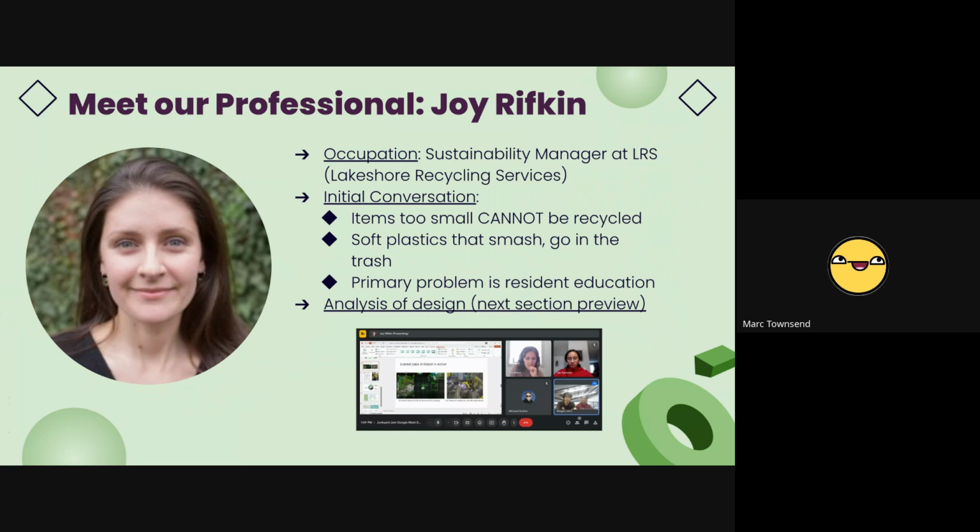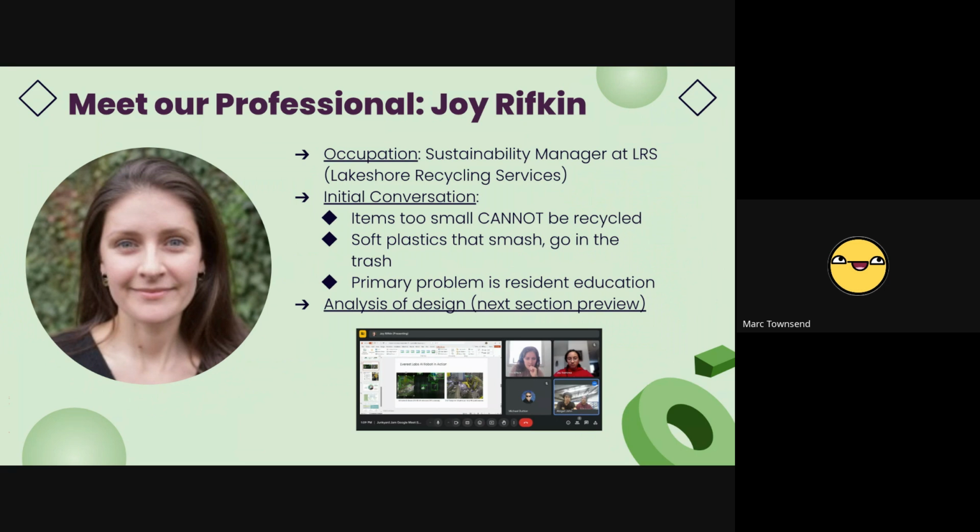She is the sustainability manager at Lakeshore Recycling Services, which is one of the primary recycling services that is not government run and takes care of the Chicagoland area. So if you look around, there will be plenty of things labeled LRS around here. So they do take care of this region.